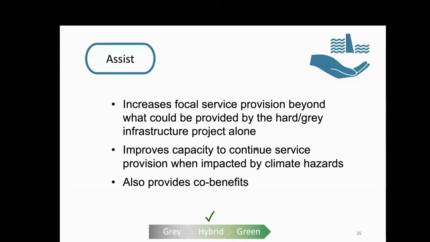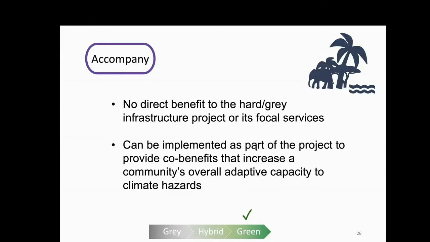And then the final type is an interesting one because it doesn't really benefit the gray infrastructure at all, but it accompanies it as an add-on to a project. And so we're thinking about water infrastructure project cycles here. And because we're thinking at that project level, one of the things that can be done is that ecosystem-based adaptations could be implemented as part of a project to provide co-benefits that increase a community's overall adaptive capacity to climate hazards, even though it's not really doing anything with respect to the focal services. You might think about riparian planting to provide green space.